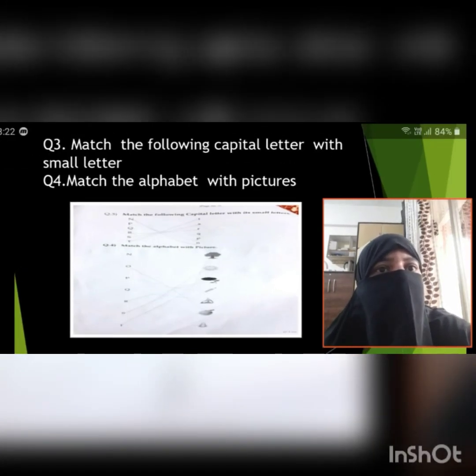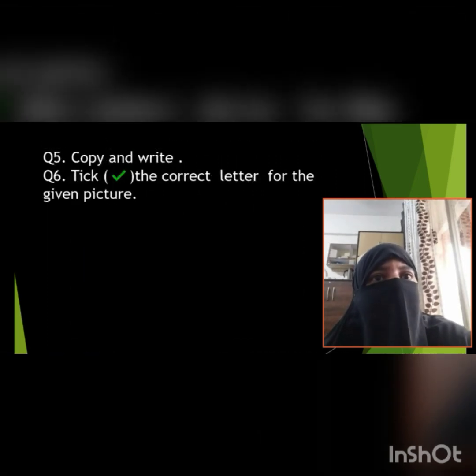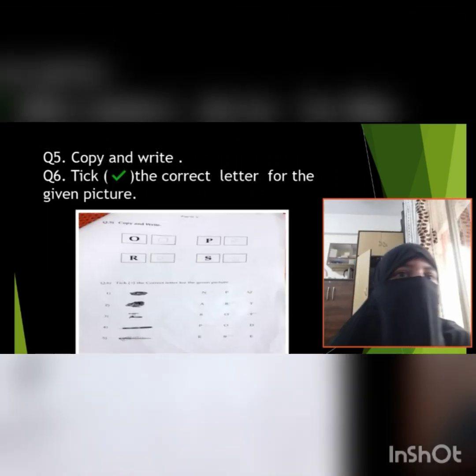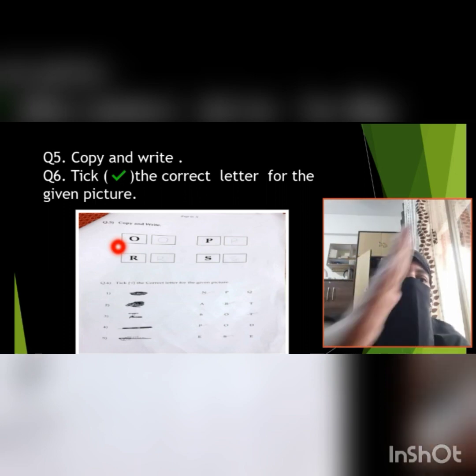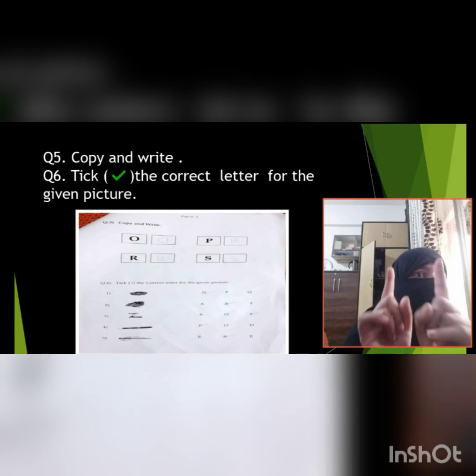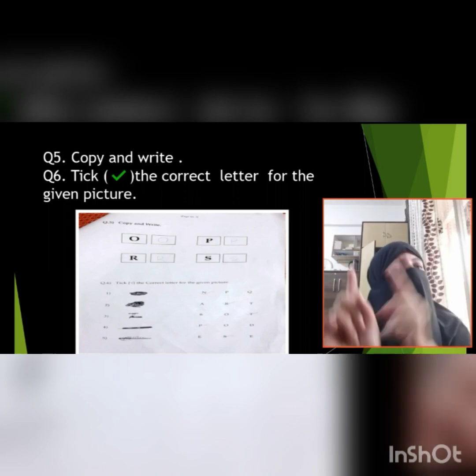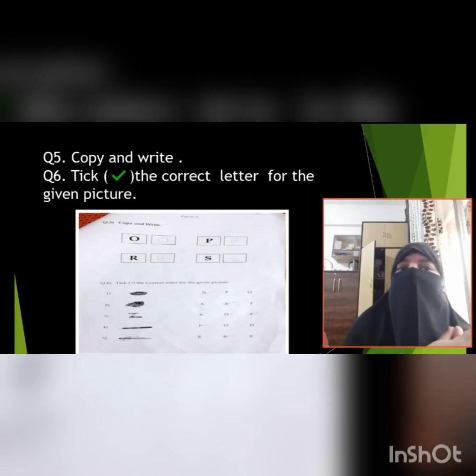Now coming towards the next. Question number 5 is what? Copy and write. Whatever letters have been given, you have to copy the same. This finger and these fingers are both the same. In this way, it's a capital O, you have to write the same letter, capital O. If capital R has been given, you have to write the same letter.